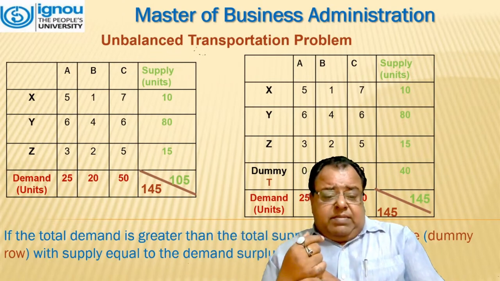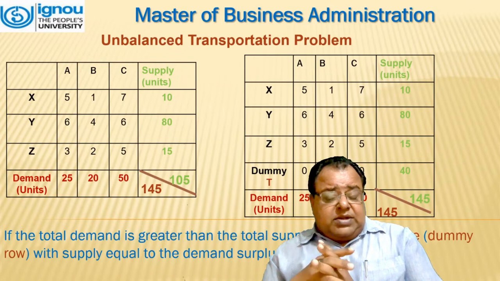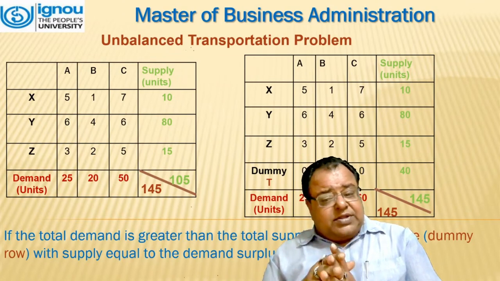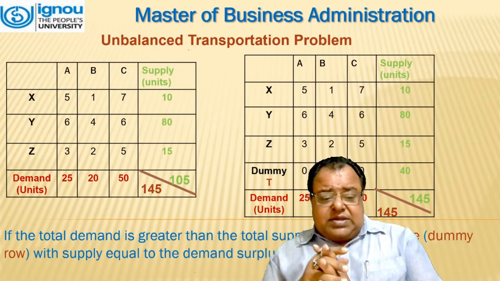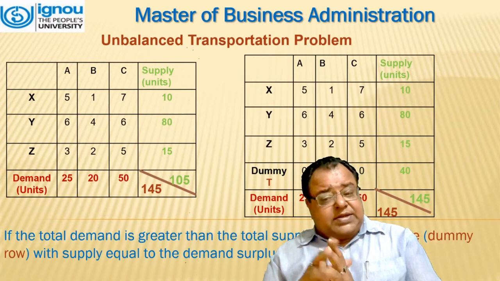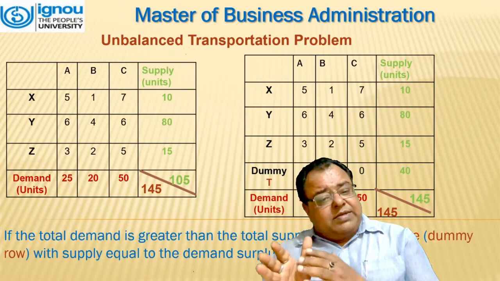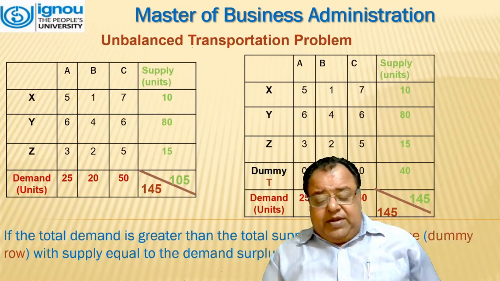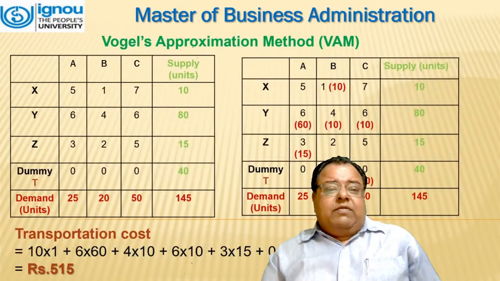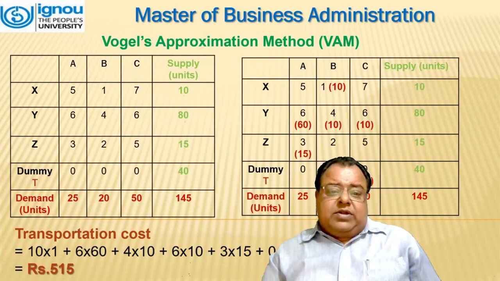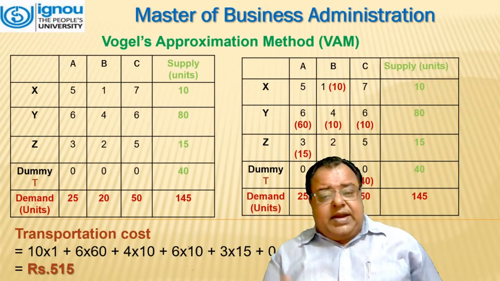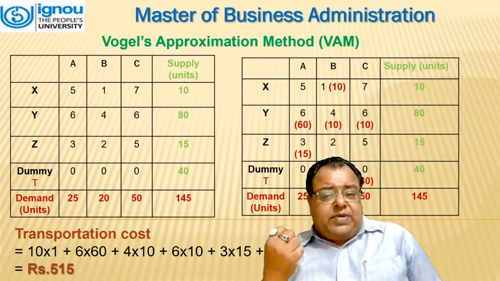If the total demand is greater than the total supply, a dummy source, that is a dummy row, with supply equal to the demand surplus is added. That is what we have done. Now, the problem is similar to the earlier one. We will be applying Vogel's approximation method, minimum value. The problem is like this, and the optimal solution is obtained.